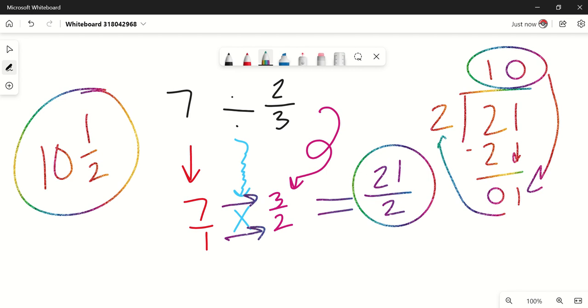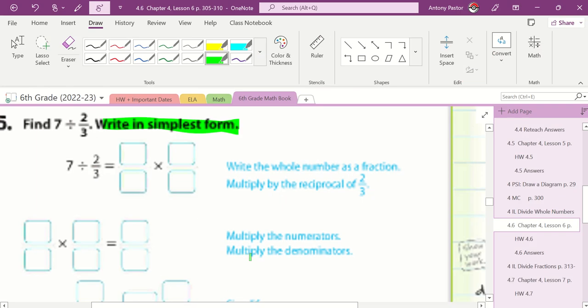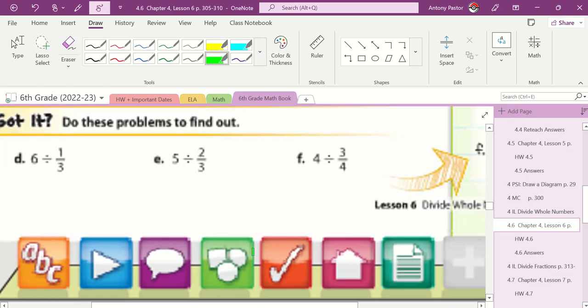And that is my answer to 7 divided by 2/3. We're going to do these problems, and we're going to call this one a video. Hopefully we're understanding more and more. Please be aware that more times than not, you are going to have to put it in simplest form.